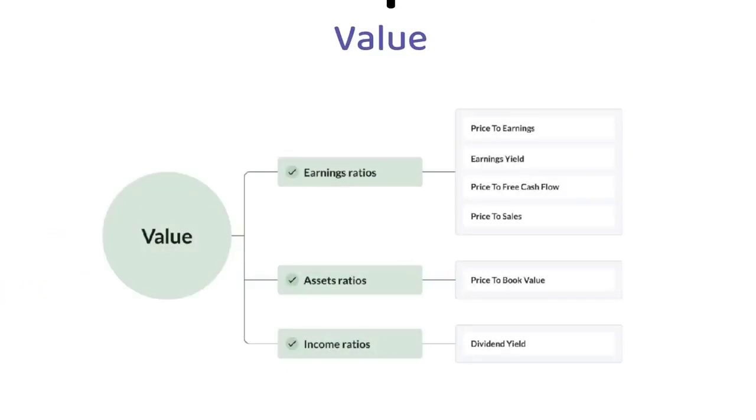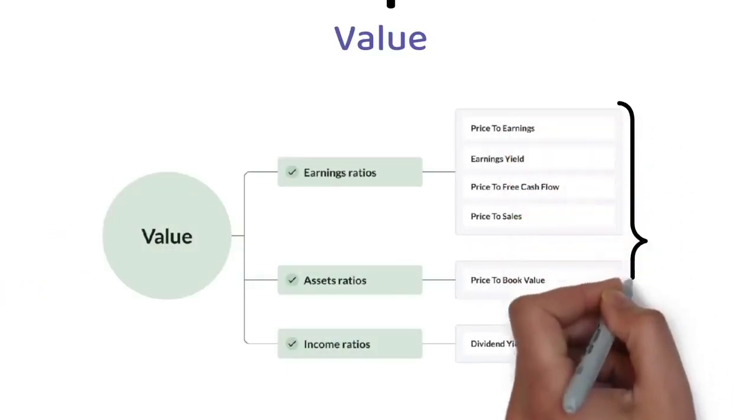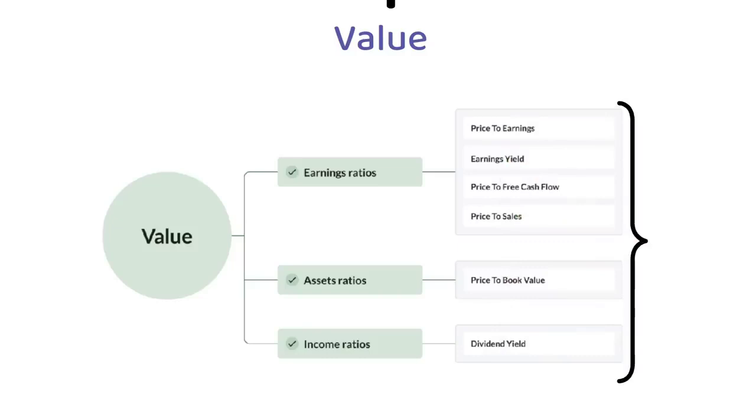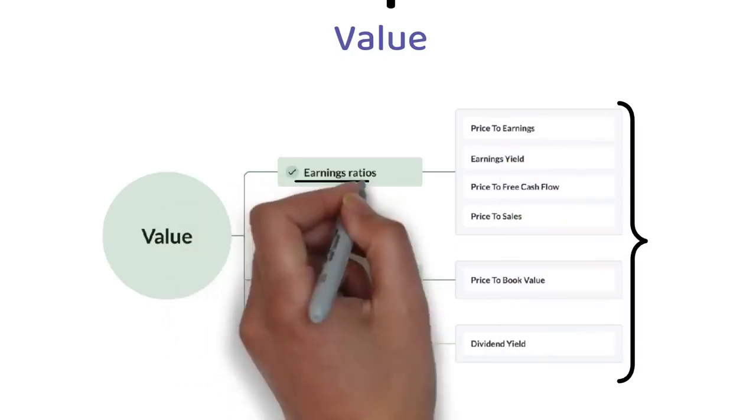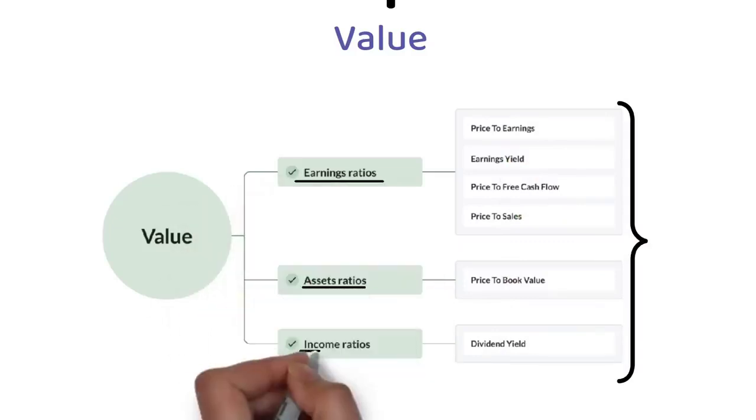Similarly, the value stock rank system uses these 6 ratios to rank stocks. These ratios fall under 3 categories: earnings, assets, and income.